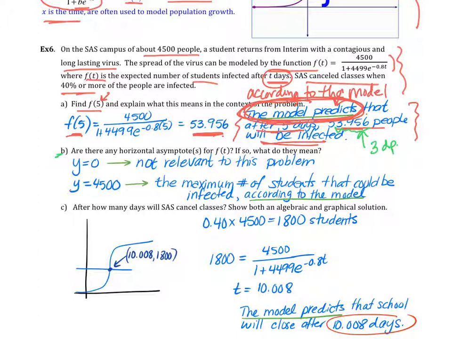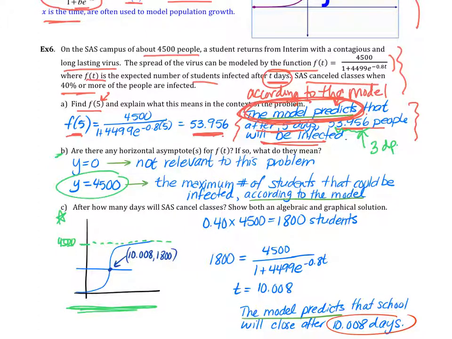Are there any horizontal asymptotes for f(t)? If so, what do they mean? So when you graph it, like down here on part C, if you graphed it on your calculator, this is what you should see. A graph that looks like this. What's going to happen though is you're not going to know what to make your y value equal to. So your y value is that maximum population, which is 4,500.